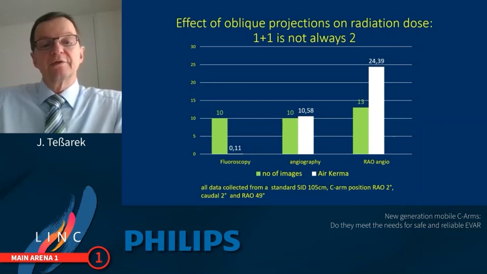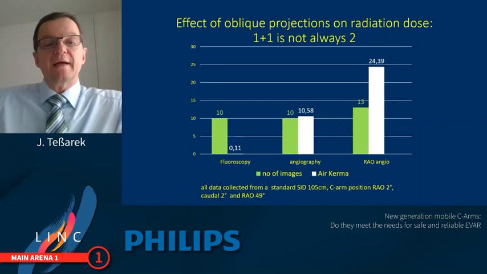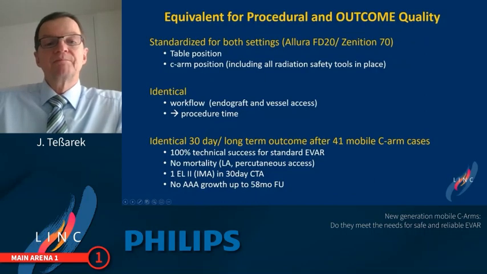Why is it relevant? Because if you use fluoroscopy with 10 images, you have just an air kerma of 0.1. And if you make an angiography in the same setting, you have a 100-fold increase, and with an oblique projection, you have a 240-fold increase of radiation dose.